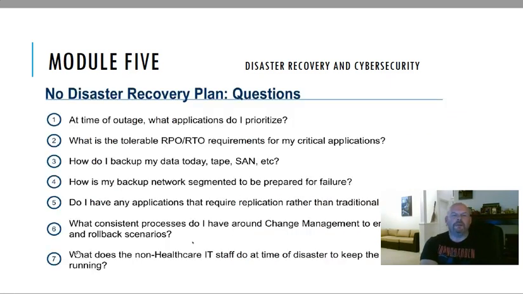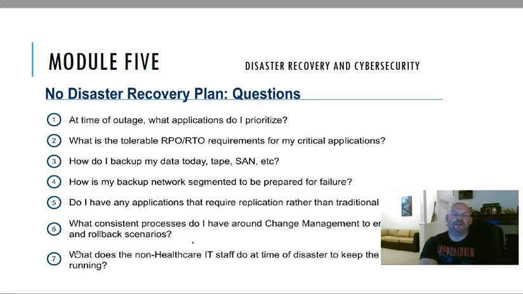Disaster recovery plan questions is, at the time of the outage, what applications do you prioritize? As we mentioned, patient care would be probably the primary prioritization. What is the tolerable RPO or RTO requirements for my critical applications? We don't just want, we want to recover from a time or from a point. So, and we'll get into those in just a moment. How do I back up my data today? Is it tape, storage area network, cloud?